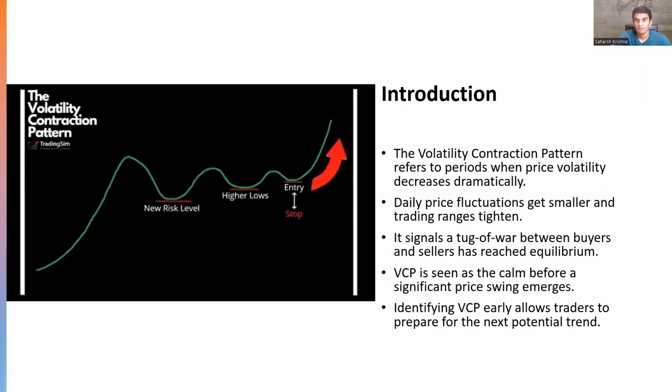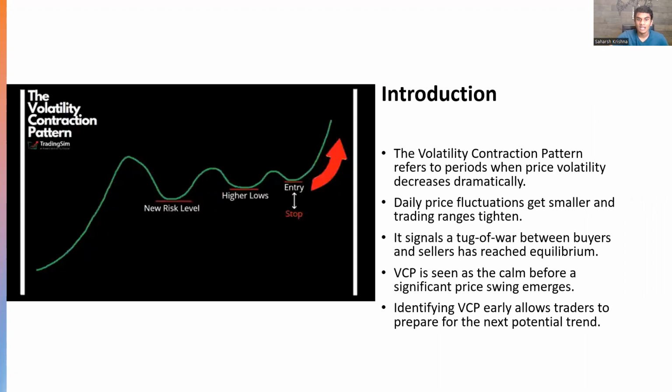Volatility contraction pattern refers to periods when price volatility decreases dramatically. Contraction means that price movements become way calmer. Daily price fluctuations get smaller and trading ranges tighten. Imagine a battle between buyers and sellers. It signals a tug of war between buyers and sellers has reached equilibrium.